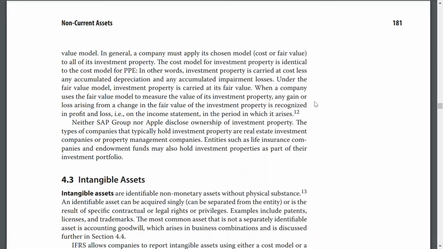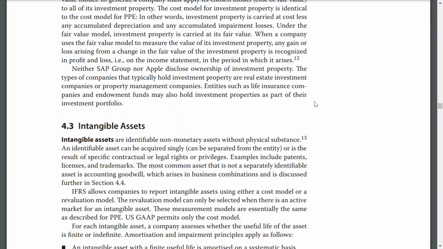When a company uses the fair value model to measure its investment property, any gain or loss arising from a change in the fair value of the investment property is recognized in profit and loss, i.e. on the income statement, in the period in which it arises. Neither SAP Group nor Apple discloses ownership of investment property. The types of companies that typically hold investment property are real estate investment companies and property management companies. Entities such as life insurance companies and endowment funds may also hold investment properties as part of their investment portfolio.